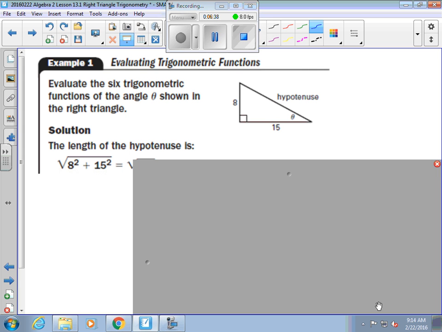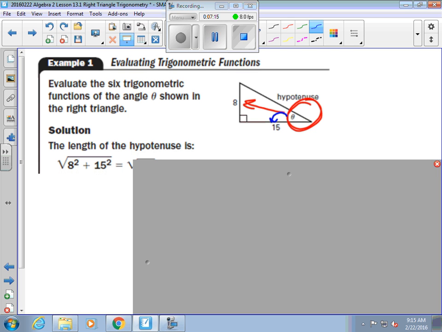Example number one is evaluating trig functions. It says evaluate the 6 trig functions of the angle theta. Now, when we're talking about the angle theta, remember there are 3 angles. We're talking about it from this perspective right here. So there's an adjacent, and there's a hypotenuse, and there's an opposite that are different if we were looking at a different angle. When we're looking at it from this angle right here, our opposite is the one that's directly across from it this way. Our adjacent is the one that's next to it here, that's not the hypotenuse. And you know that the hypotenuse is the longest side of the 3.